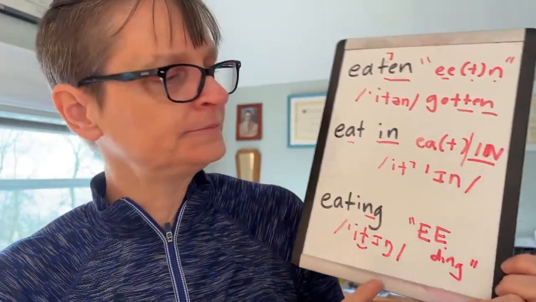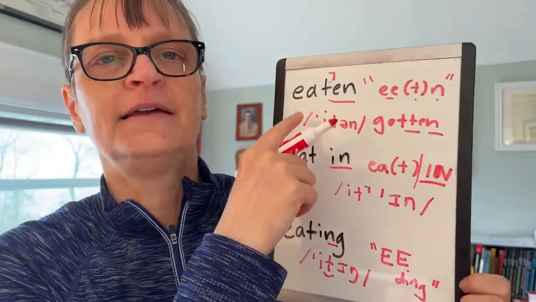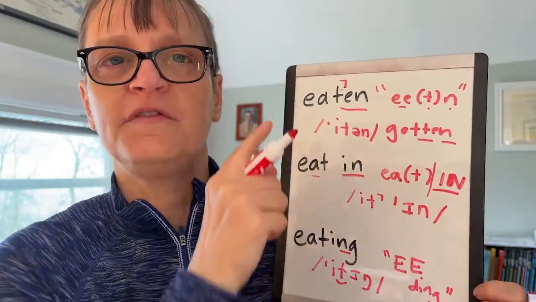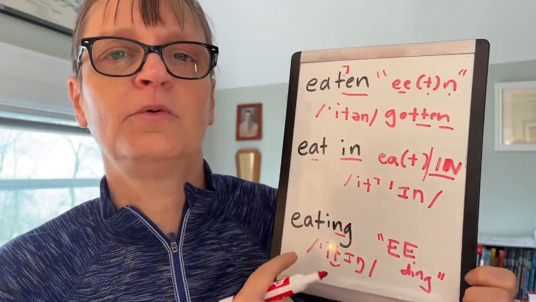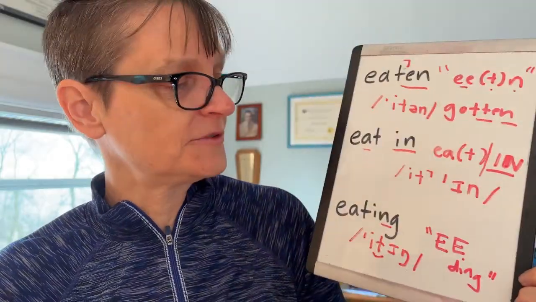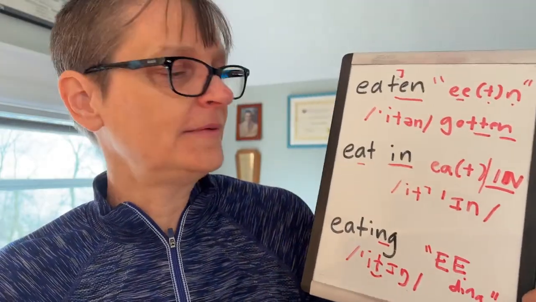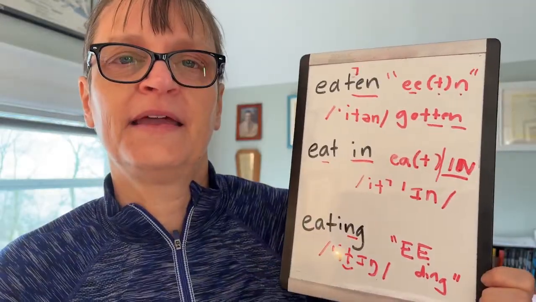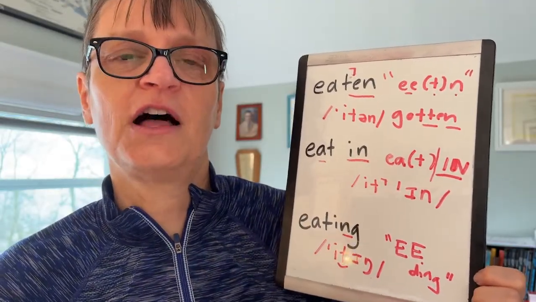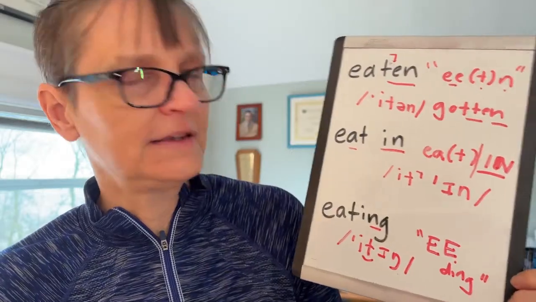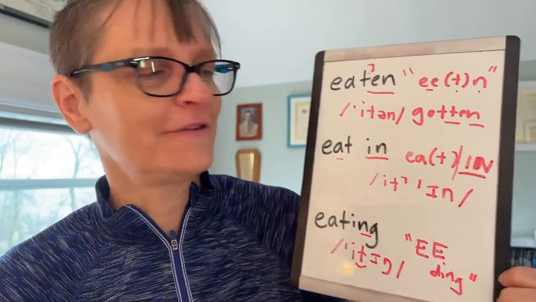So eating, eat in, eaten. We've eaten. We'd like to eat in tonight. We're eating in tonight. So you can also say "eating in." That's just a different form. If I'm saying "eating in," then I'm going to stress "in." We're eating at 6 o'clock. Stress is going to be on "eating" or "6 o'clock," depending on the phrase.